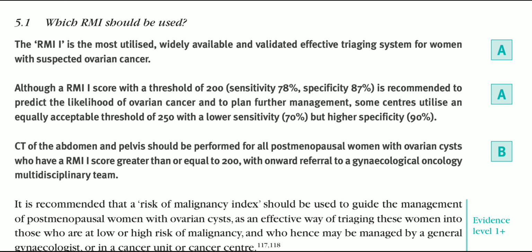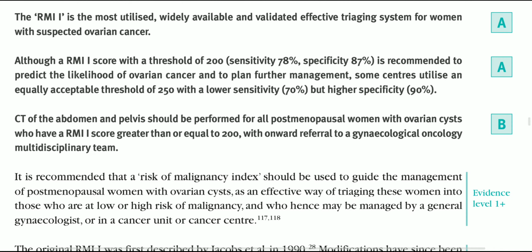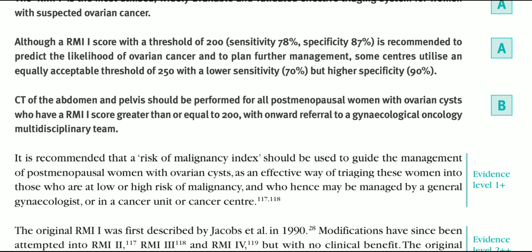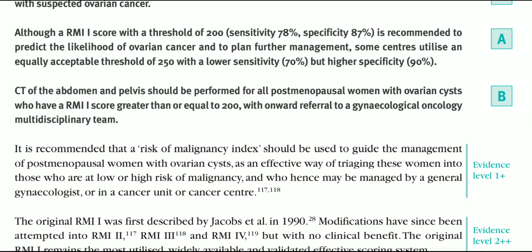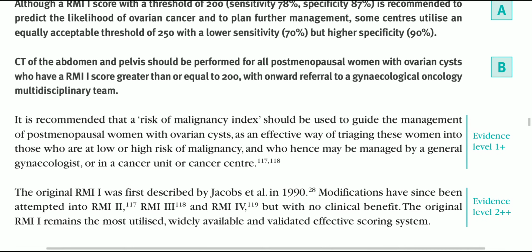Now, it's written that CT of the abdomen and pelvis should be performed for all postmenopausal women with ovarian cysts who have an RMI-1 score greater than or equal to 200, with onward referral to the gynecological oncology multidisciplinary team. So here the role of the CT scan comes. If RMI is greater than 200 based on initial assessment, then we have to do the CT scan.